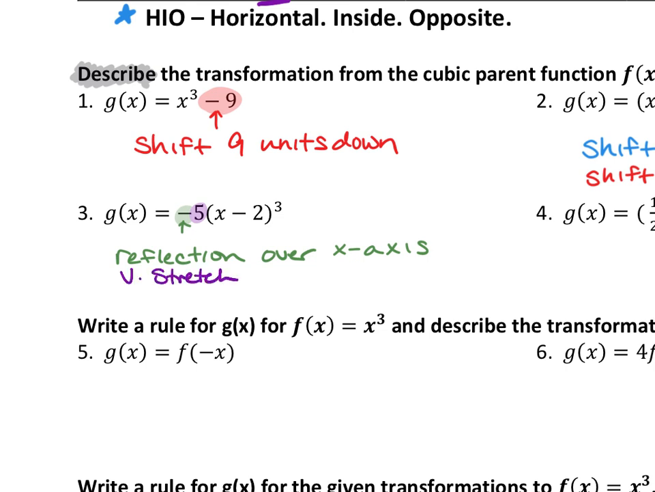Now, I'm okay with you shortening the word vertical to just a V because we get it. Vertical stretch by a factor of 5. So you have to tell me the number, essentially. Now, the last thing we have here is a minus 2 on the inside. So check out the table again. What happens when you have a minus 2 on the inside?